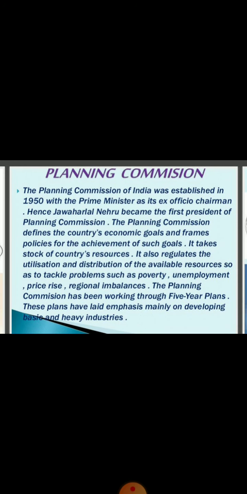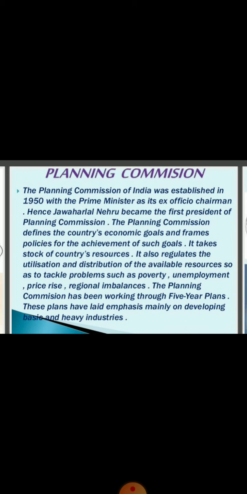So, the Planning Commission was set up. To achieve these goals, the Planning Commission of India was established in the year 1950 with the Prime Minister as its ex officio chairman. Hence, Pandit Jawaharlal Nehru became the first chairman of the Planning Commission. The Planning Commission defines the country's economic goals and frames policies for the achievement of such goals. It takes stock of the country's resources because resources are meant for the nation. So now the nation is going to utilize these resources.